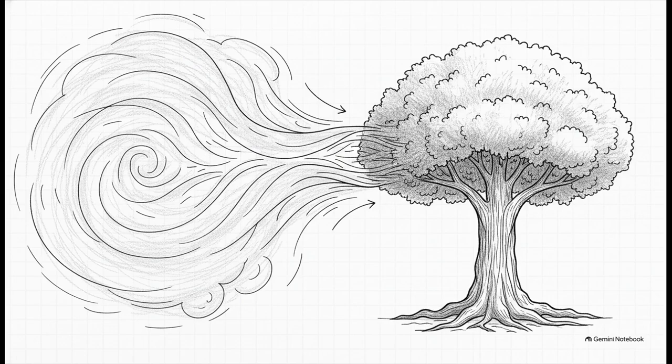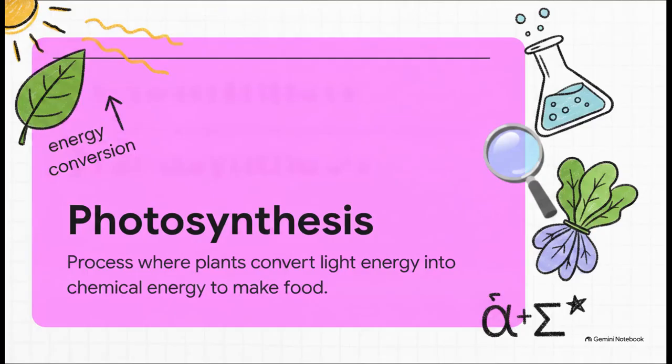But here is the surprising truth. Most of a tree's mass actually comes from carbon dioxide in the air. Yes, literally thin, invisible air is captured and transformed into solid, heavy wood and leaves. I know, it sounds a lot like magic, but I promise you it's pure science. Let's really dive into this.